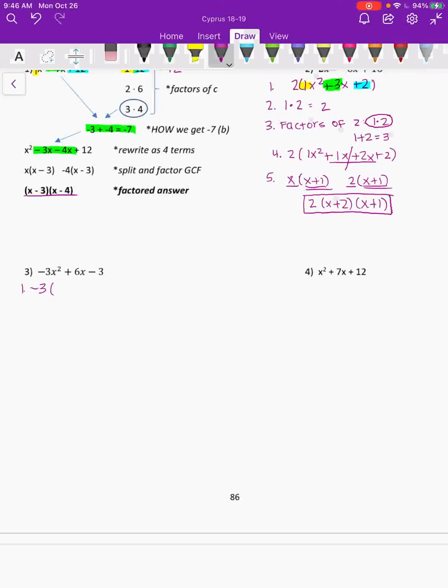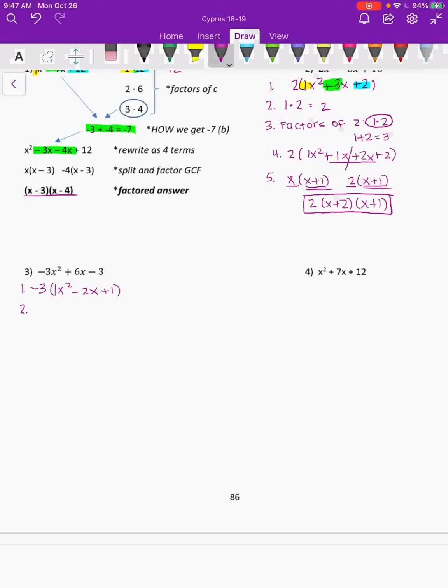If I divide all those numbers by -3, I'm left with x squared minus 2x plus 1. Right? Because -3 divided by -3 is +1. That's the number that gets put in front of x squared. So write that a little bit nicer. 6 divided by -3 is -2. That's the number in the middle. And then -3 divided by -3 is +1 again at the end. So that was step 1.